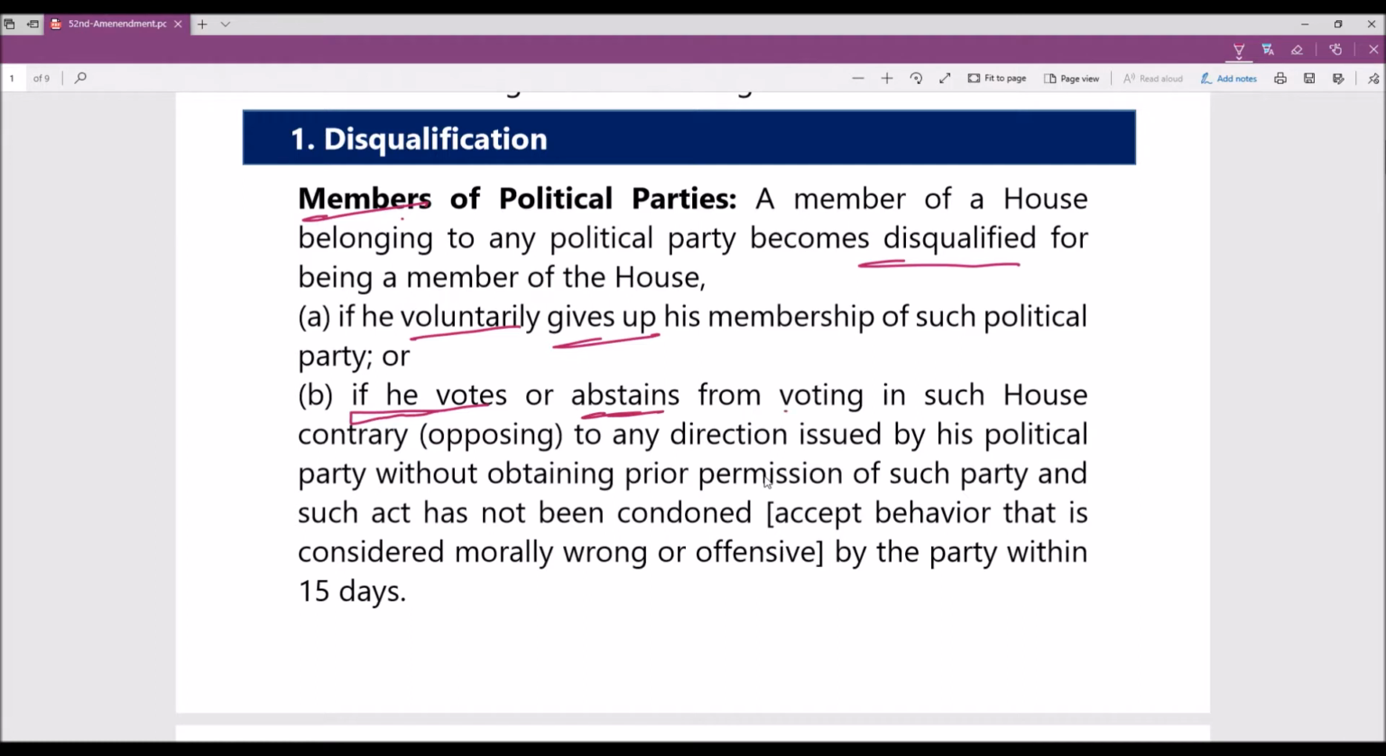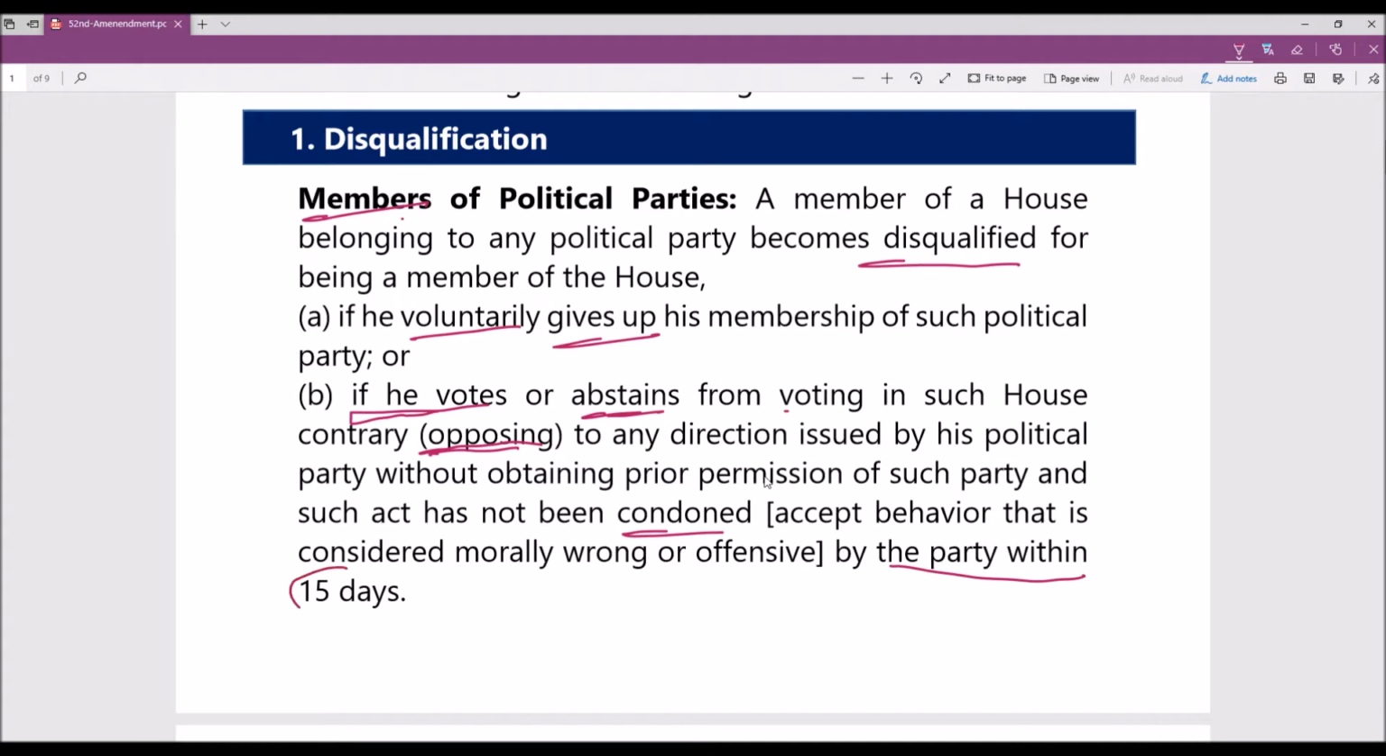Another is if the member, whether of parliament or state legislature, abstains from voting in the house, contrary to, that is opposing, any direction issued by his political party without obtaining prior permission. If the party is saying vote in favor of this bill, but the member says no, I will not vote, he becomes disqualified, unless the act has been condoned by the party within 15 days.